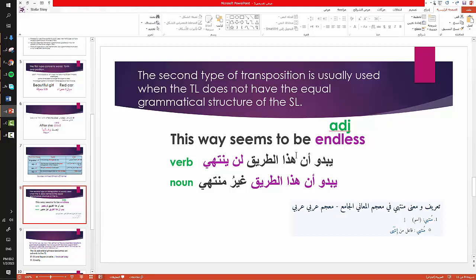We can say يبدو أن هذا الطريق لن ينتهي, which is a verb, rather than يبدو أن هذا الطريق غير منتهي, which is a noun. So here we have to change. We have to use transposition to change the grammatical form from adjective to verb to suit the target language.